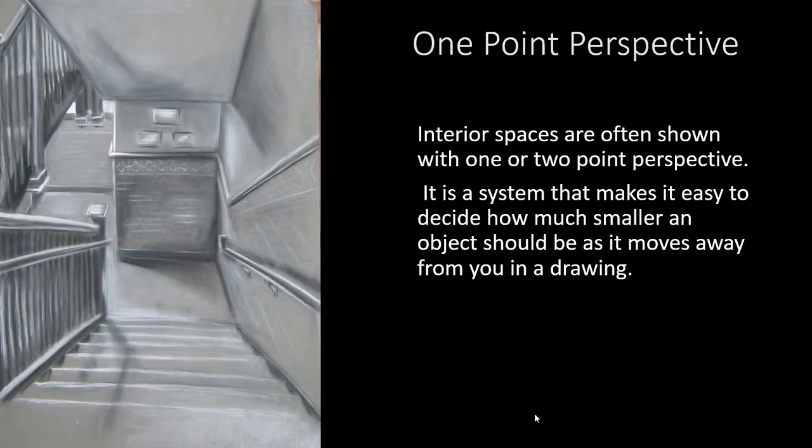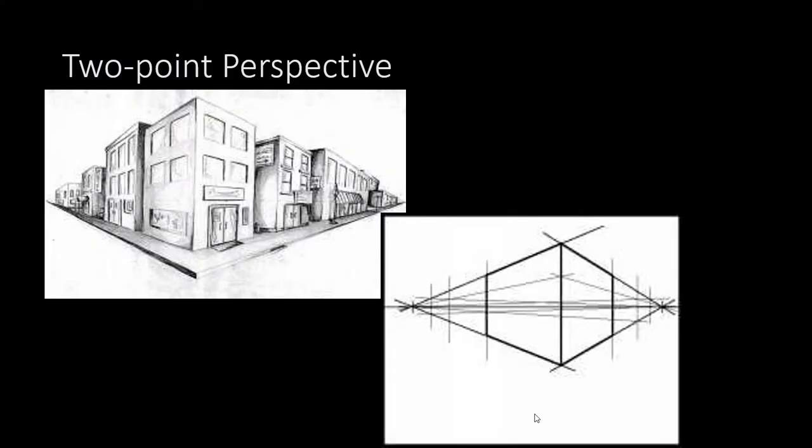Interior spaces are often shown with 1 or 2 point perspective. It's a system that makes it easy to decide how much smaller an object should be as it moves farther away from you in a drawing. 2 point perspective is a similar idea, except you're using 2 separate vanishing points off to the sides instead of 1.